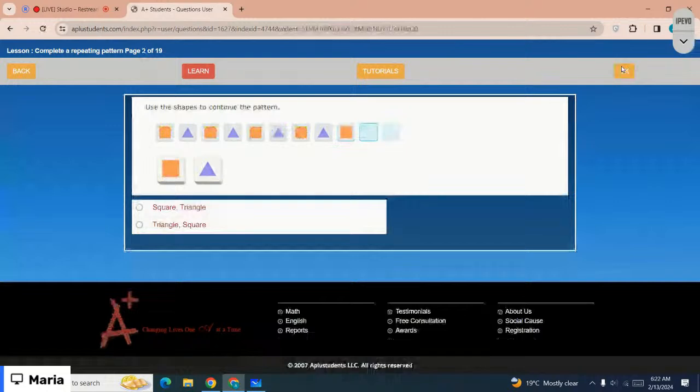Use the shapes to continue the pattern. So which is the next shape pattern? Yes, that is a triangle and a square, right? Option number 2 is the correct option, triangle and square.